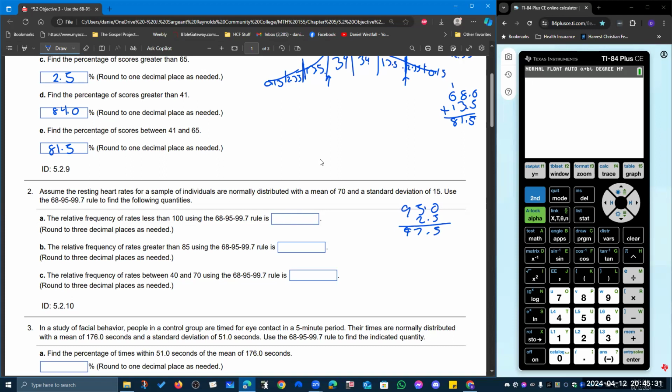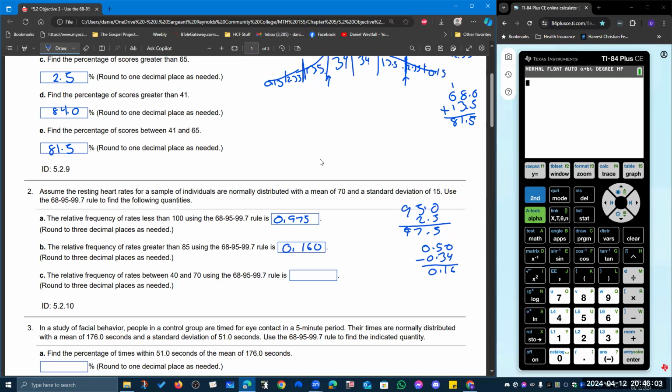This is relative frequency, so it's not a percentage. So 0.9750, 0.975. They want 3 decimal places. Greater than 85, so more than 1 standard deviation to the right, is going to be 50 minus 34, which is going to be 16%.